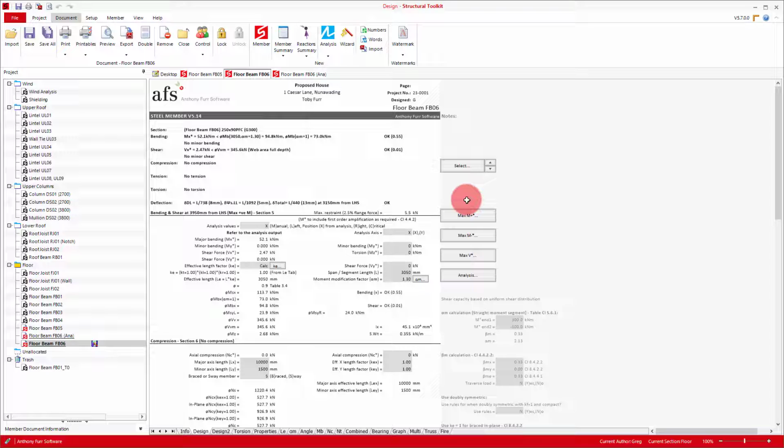Typically for these long span beams, the bending moment and deflection is what will be critical, but it is still best practice to always check the shear. With that done, our floor beam design is complete.